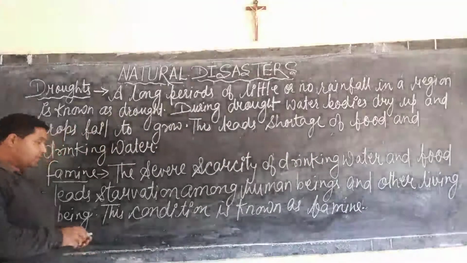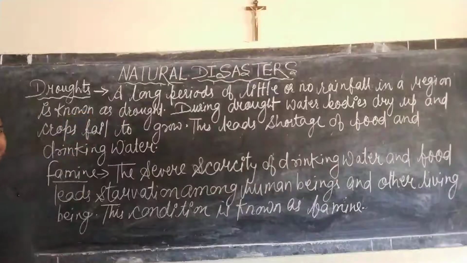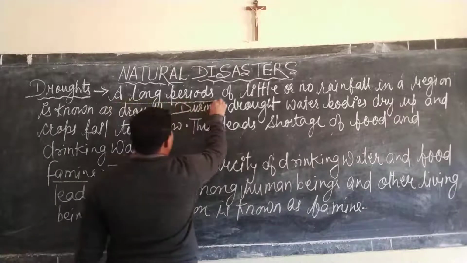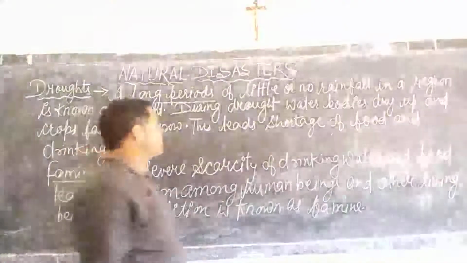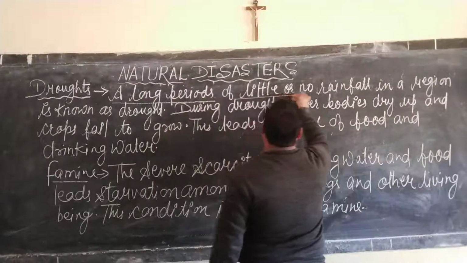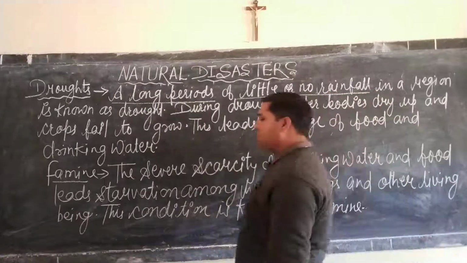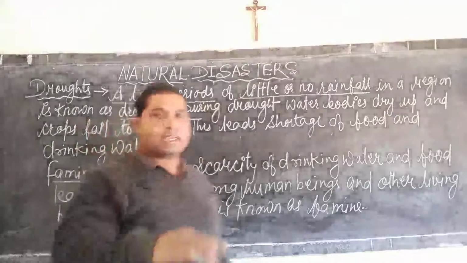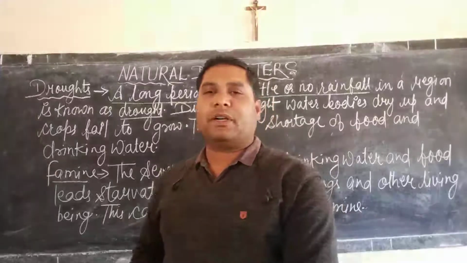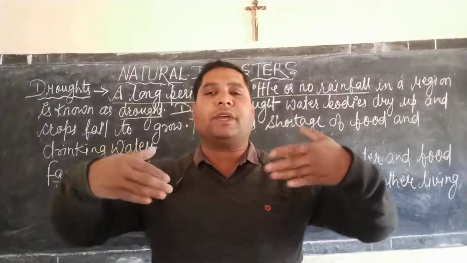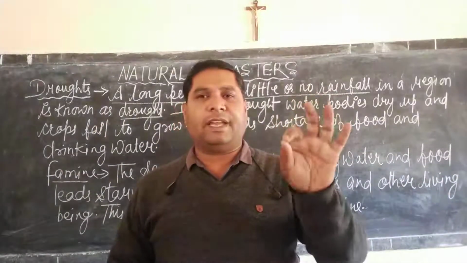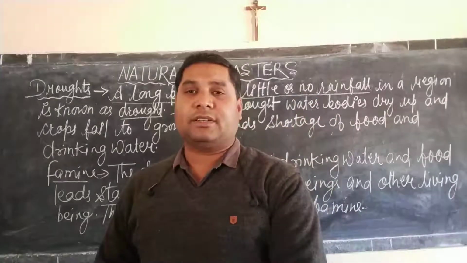So dear student, this is the definition of drought. Drought can be defined as a long period of little or no rainfall in a particular area. How can we understand drought? When in a particular area for a long period there is no rainfall, or if there is rainfall then very little, it is known as drought.